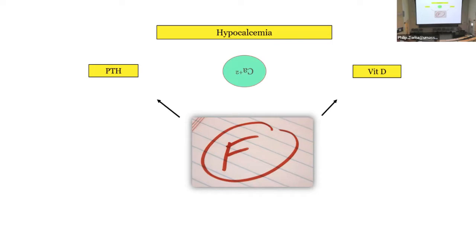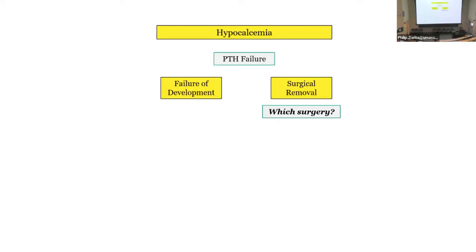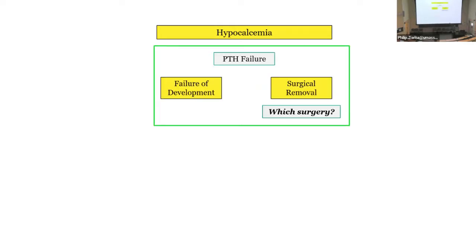So the question becomes, how do you fail? How do you get these things to fail? So let's do PTH failure first. You can fail to develop the darn thing, or we can remove it. And so this is the classic vignette.